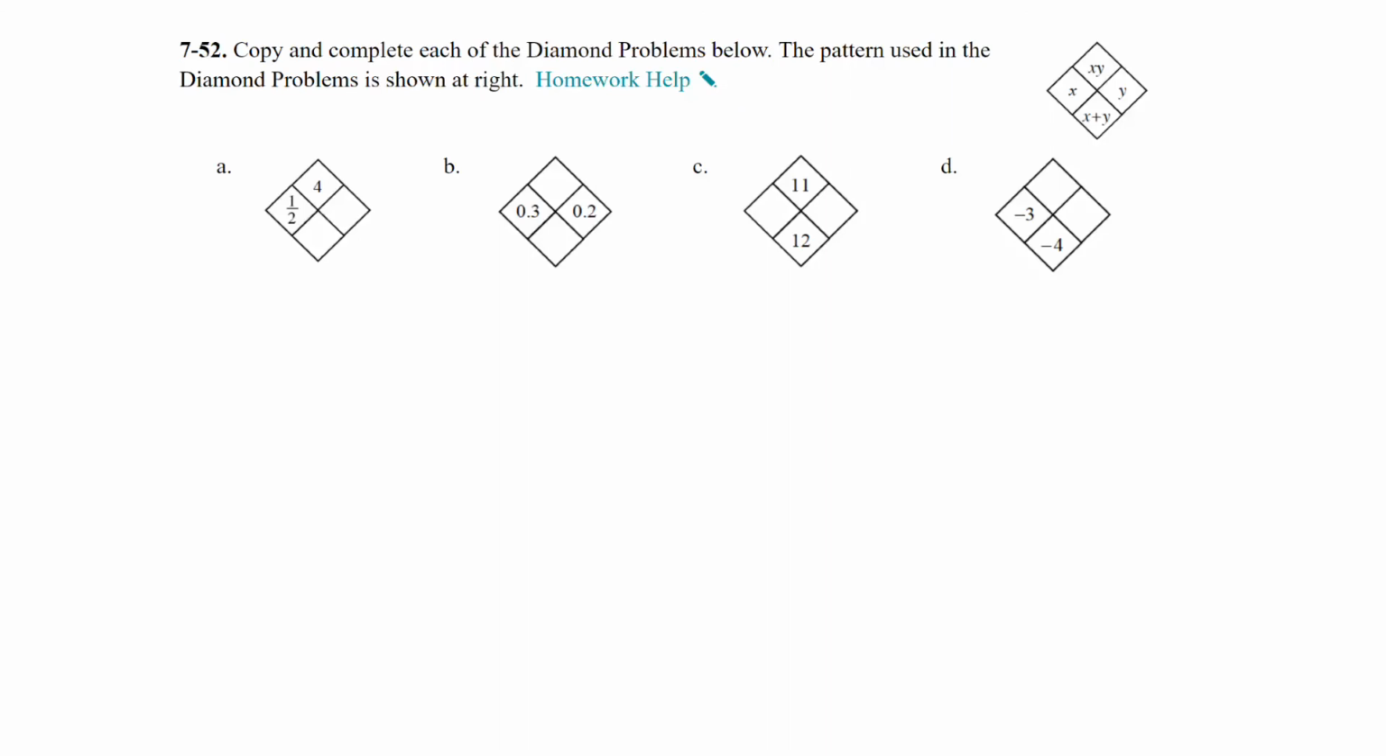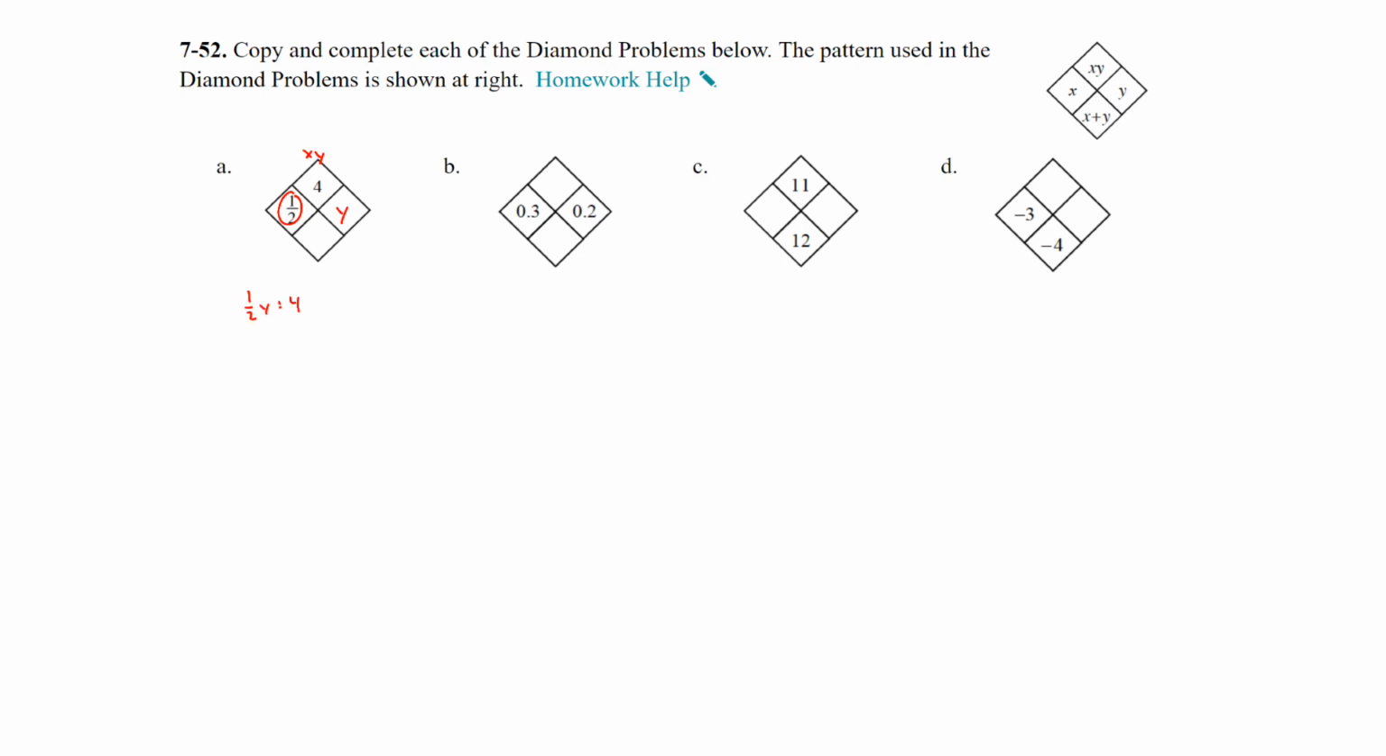Question 52. Copy and complete the diamond problems below. The pattern used in the diamond problems is shown at the right. It's the same as it always has been. So on the first part, part A here, we have 1/2. And this is your x value, and then the top part is x times y. So this is y.